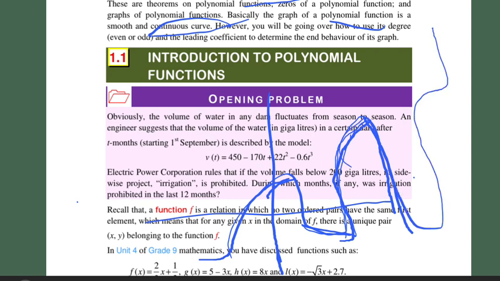We call it a polynomial function. No gap, it is in. This is here.